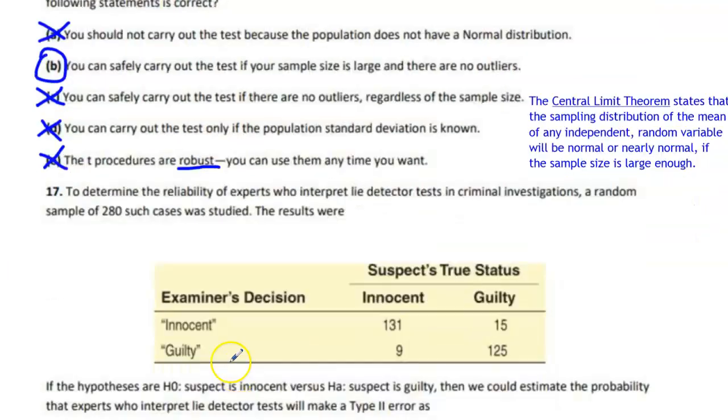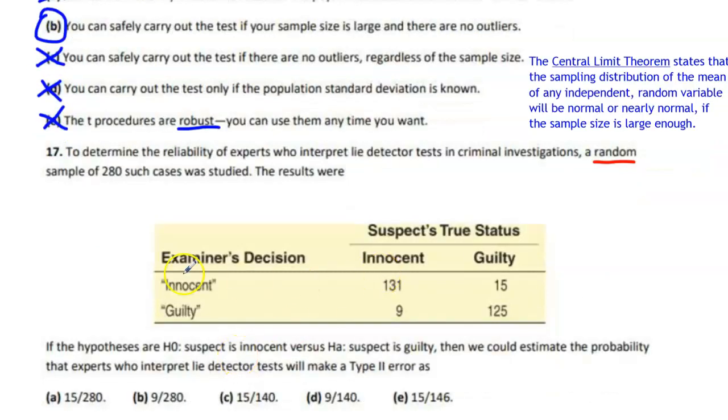Moving on to question 17, to determine the reliability of experts who interpret lie detector tests. They did a random sample of 280 such cases. Good thing that it was random because that satisfies one of our conditions. Here are the results, innocent versus guilty. If the hypotheses are H null, the suspect is innocent, versus HA, suspect is guilty, we can estimate the probability that the experts who interpret lie detector tests will make a type 2 error. Remember what type 2 error is. And remember, type 2 error is a false negative. In other words, they come up with fail to reject when they should reject.